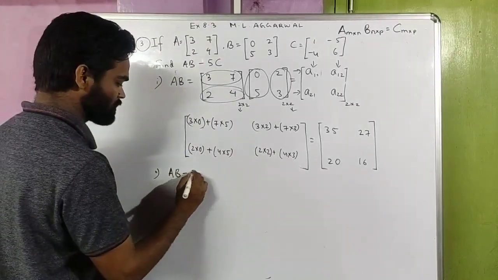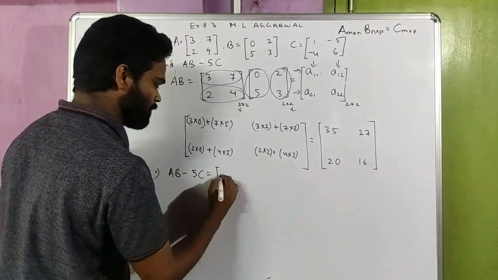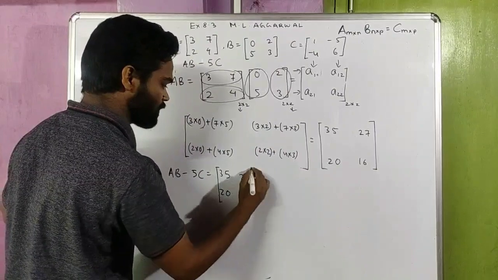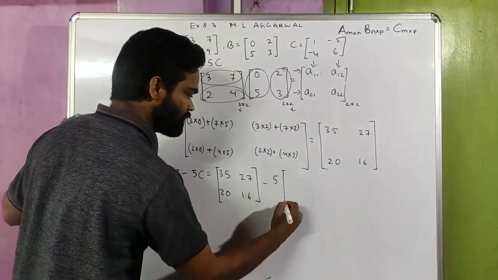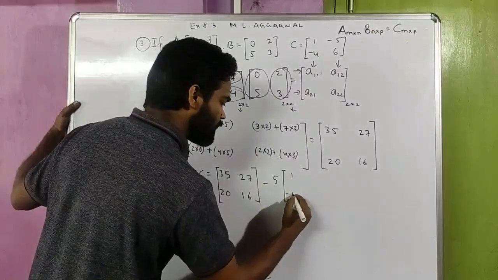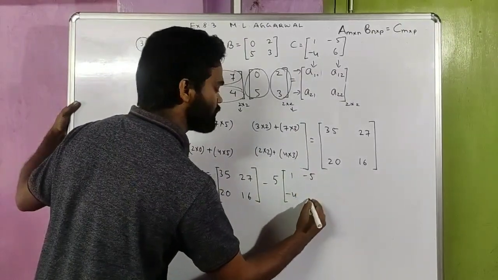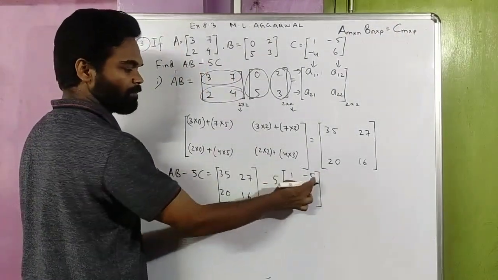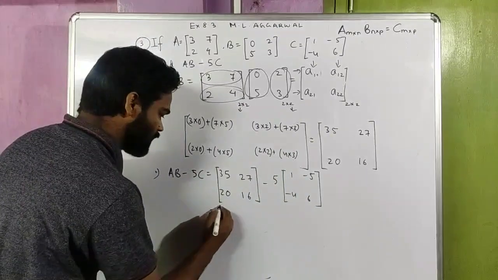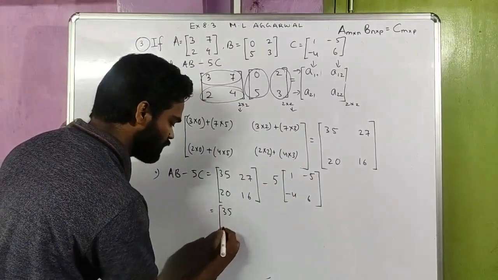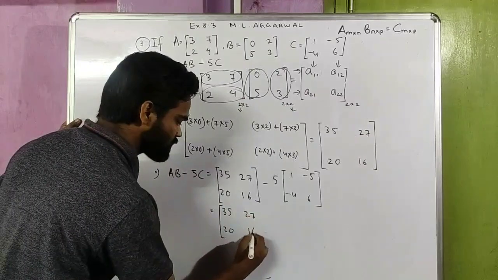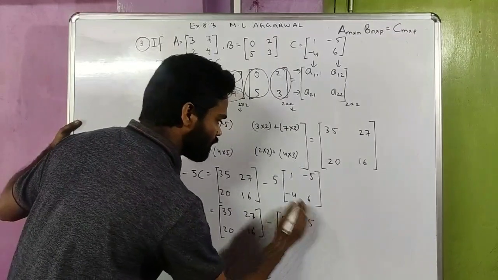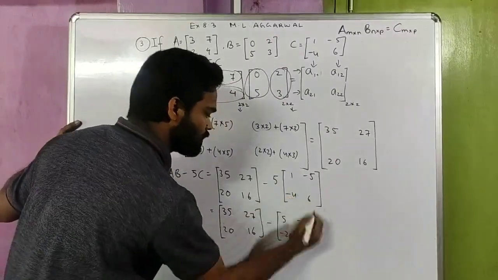Now we'll find AB minus 5C. So AB minus 5C will be, the value of AB is 35, 20, 27, 16 minus 5. C is what? 1, minus 4, minus 5, 6. Now I told you, if there's a scalar outside, this scalar will be multiplied by each and every term, which means this becomes 5, minus 25, this is minus 20, this is 30.